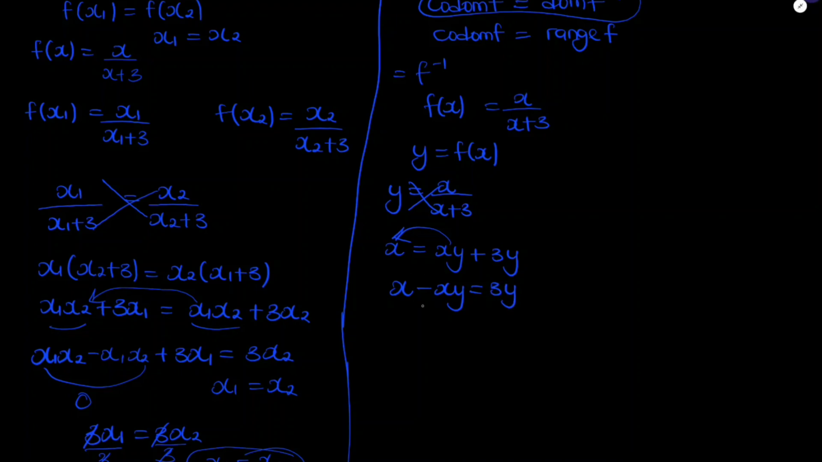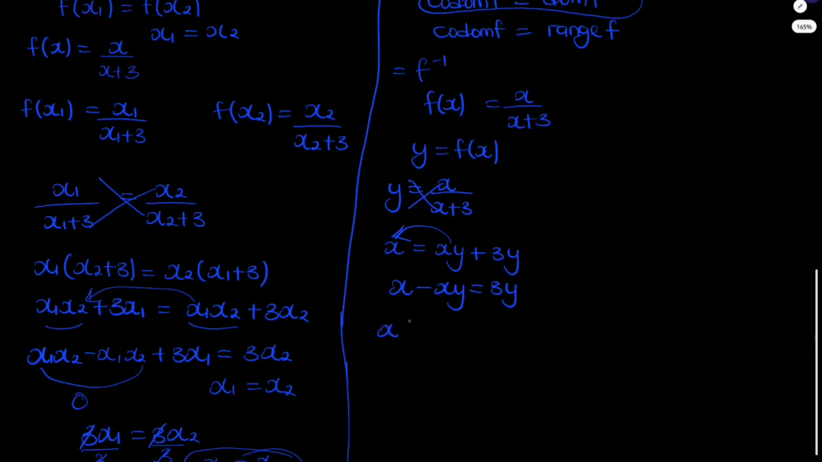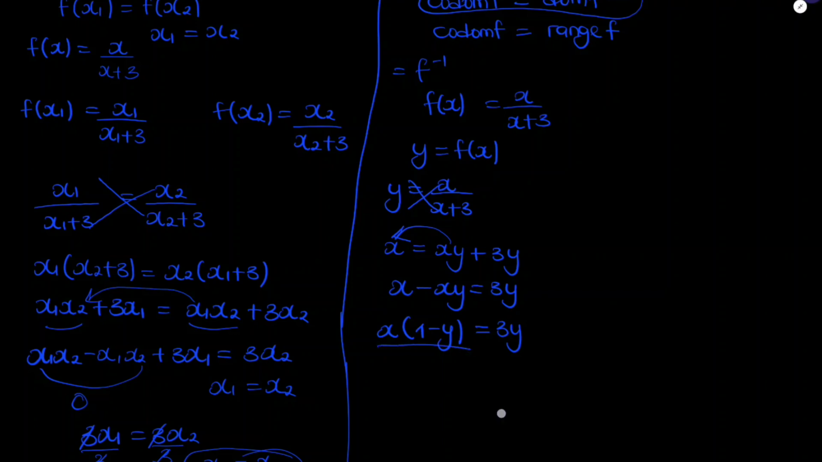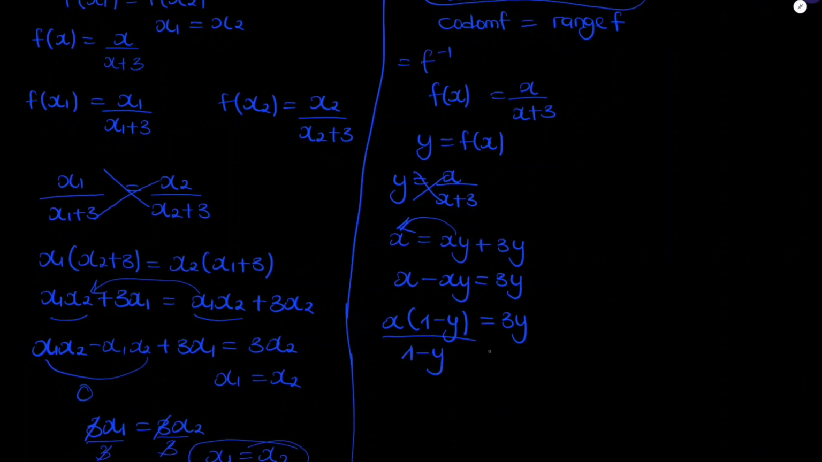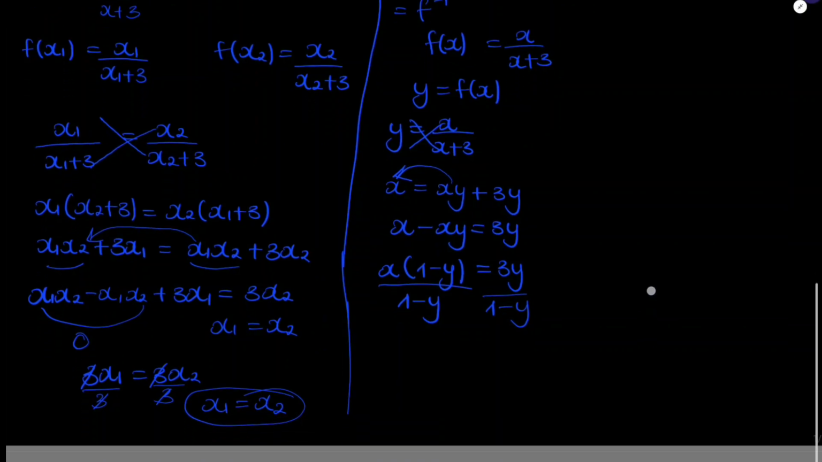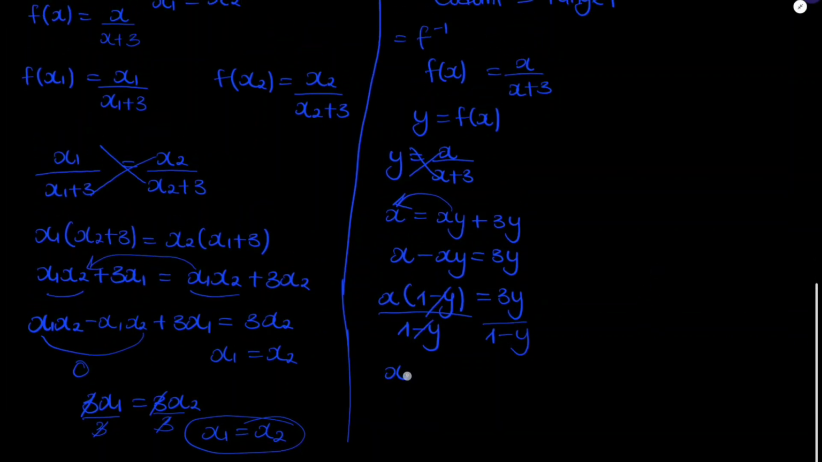Okay, so we cannot leave it at this point because this is not how we solve for x. So from here, we are going to factor out x. If we factor out x, we will be left with 1 minus y, which is equal to 3y. Okay, so we are going to divide both sides by 1 minus y. So from here we will be left with x equal to 3y on 1 minus y.